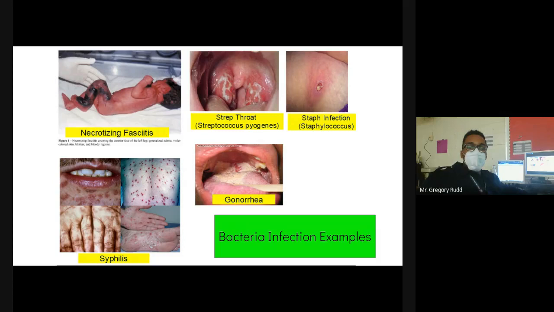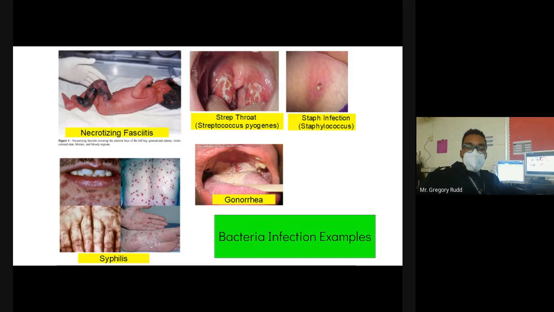Staph infections come from open wounds that are exposed to unsanitary environments like locker rooms. So athletes are commonly infected with staph infections. Gonorrhea is a sexually transmitted infection. Fortunately, it can be treated, it can be cured. It is one of the more common sexually transmitted infections. Syphilis also is an STI. It can be treated, it can be cured, but it's much more difficult and expensive to do so.